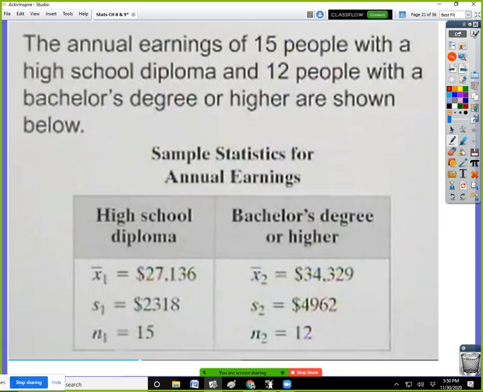So let's do a problem with it. The annual earnings of 15 people with a high school diploma and 12 people with a bachelor's degree or higher is shown below. X bar 1 is 27,136. X bar 2 is 34,329. The sample variance on the high school diplomas is $2,318. The sample variance on the bachelor's degree is $4,962. And n1 is 15, n2 is 12.